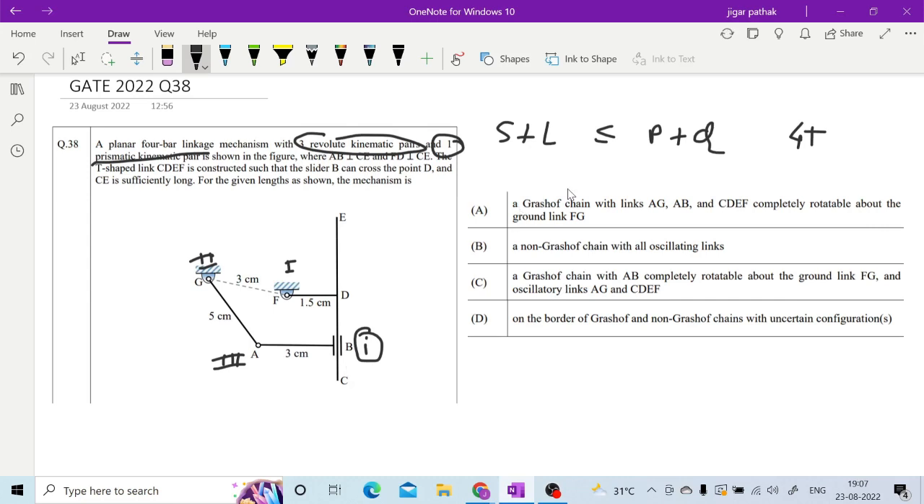So here if you apply this, you have the shortest link as 1.5 and this one is 5 centimeter, right? If you add these two, it is 6.5, which is not less than or equal to the sum of the remaining 2, that is 3 plus 3. So you can directly say that it is a non-Grashof chain with oscillating links, but that is not the correct answer.